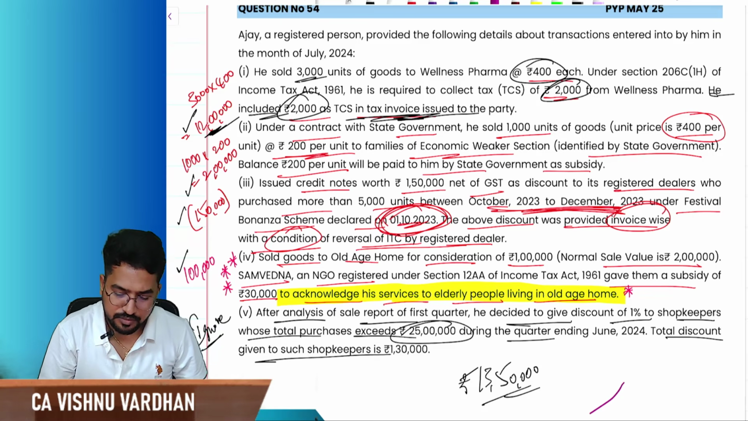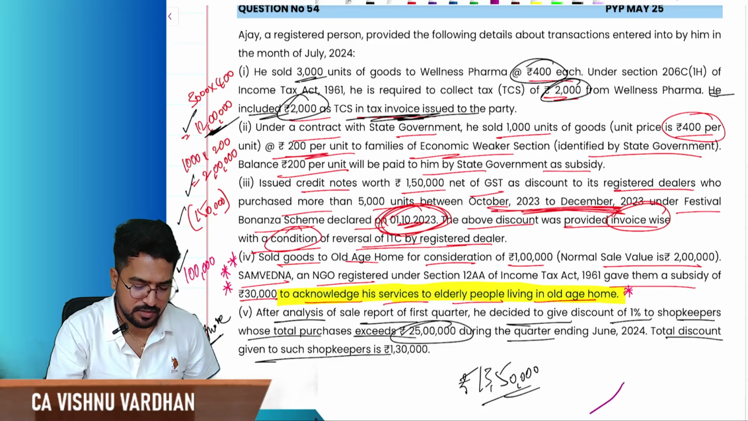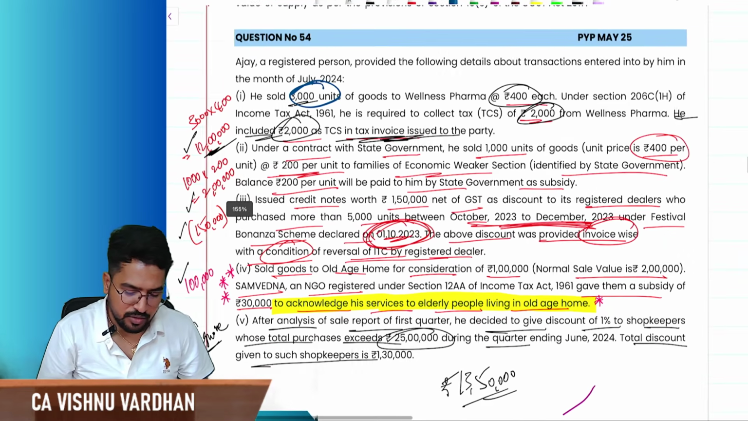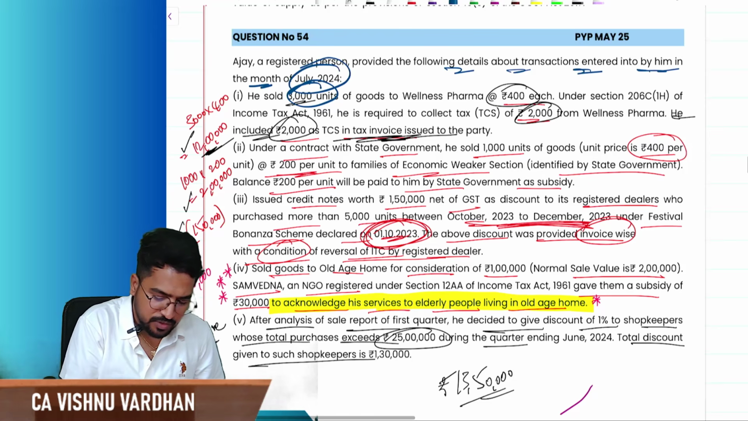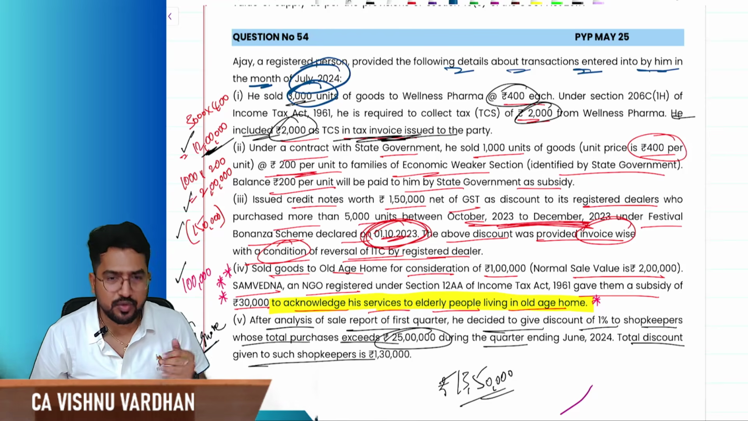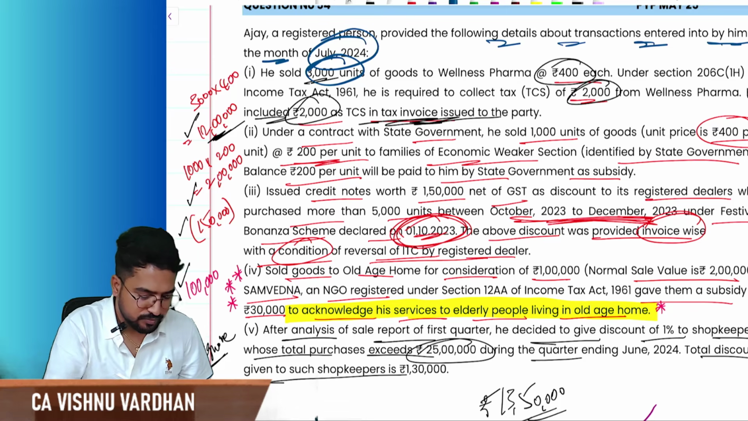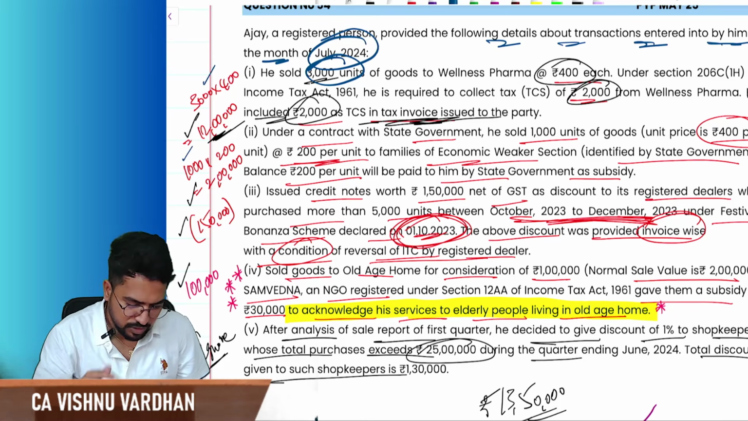Right. Next, look at this: adjustments. First of all, they are providing the following information about transactions entered into by him in the month of July 2024. These are July 2024 transactions. In July month I have made some sales, 3,000 units to this fellow, 1,000 units to another fellow.